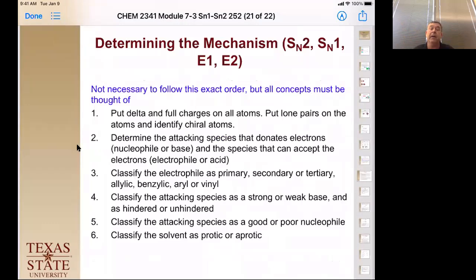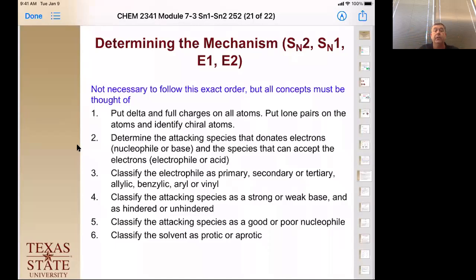It'll tell us something about the nucleophile and something about the electrophile. Notice I said put delta and full charges. Delta is like for an alkyl halide, there's going to be a partially positive charge on that carbon and a partially negative charge on that halogen, because that halogen wants to be the leaving group. So we need to put our full and partial charges on there, and now you know what's going to attack what. The nucleophile is going to attack the electrophile, and it's going to do something.